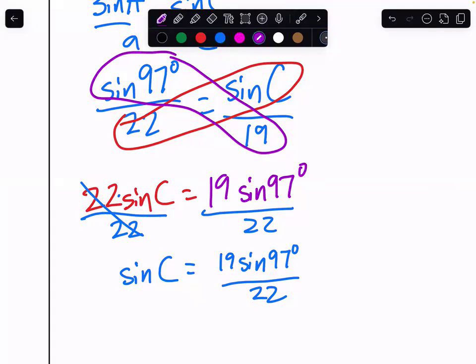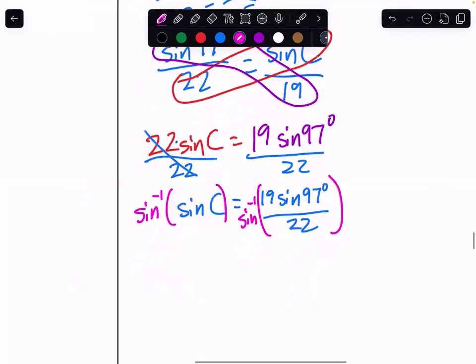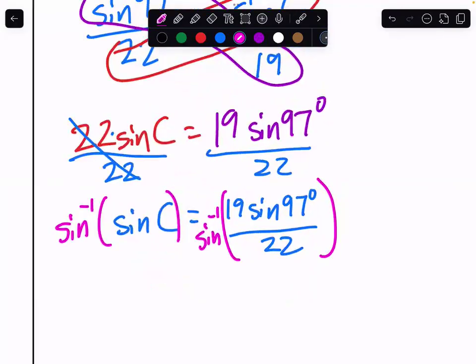So this is where the first couple lessons of the unit come into play, right? We know that to undo sine, we do inverse sine of both sides. Okay, so this side cancels out. That's kind of the whole point. And then you can type the entire right side into your calculator. Inverse sine of 19 regular sine 97 all over 22.